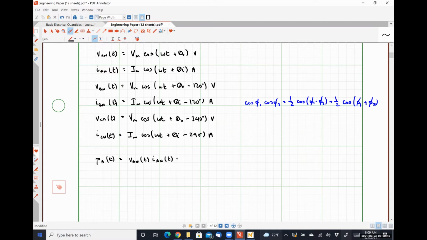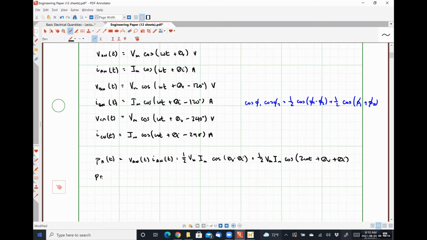So that's going to look like 1/2 Vm Im cosine theta v minus theta I plus 1/2 Vm Im cosine twice omega t plus theta v plus theta I.